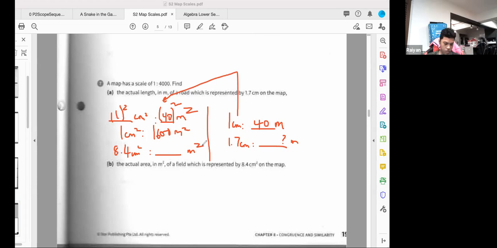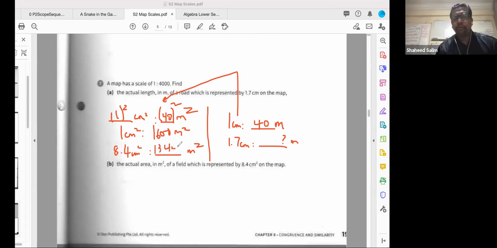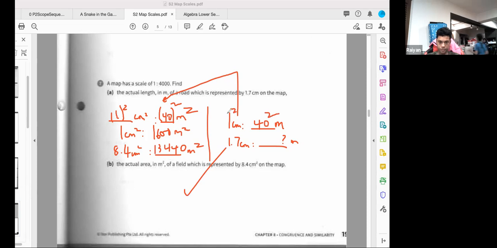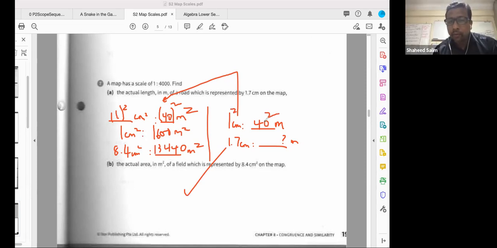All right. 3, 4, 4, 3. Yeah, well done. 1, 3, 4, 4, 0. That's your answer. Well done. So you remember, if you want to do area, you just need to square this, square this. 1 times 1 gives you 1. 40 times 40, 1600. Finish. You can do it already.